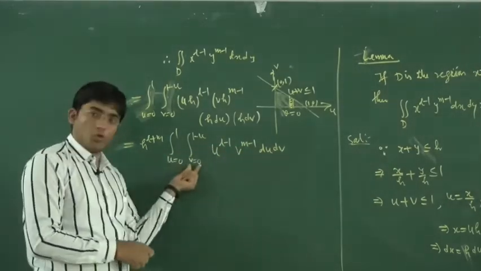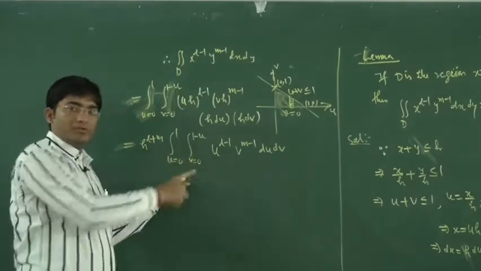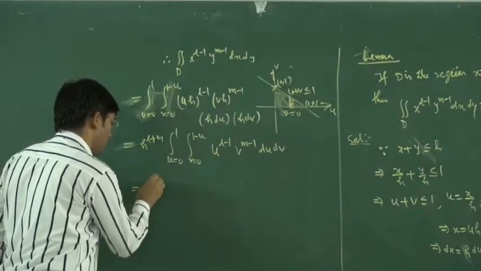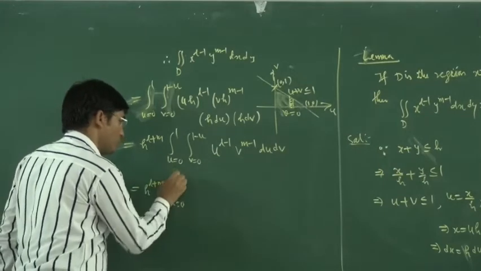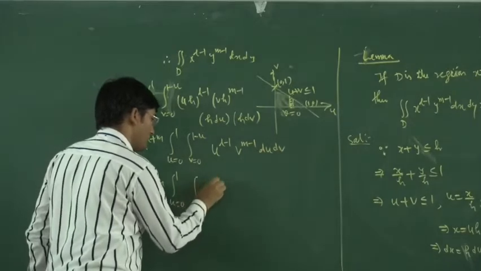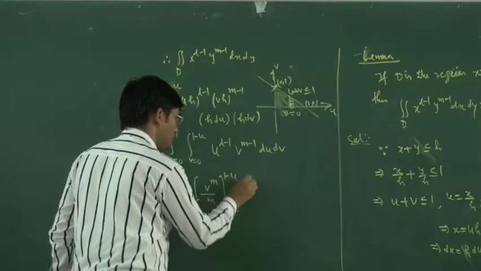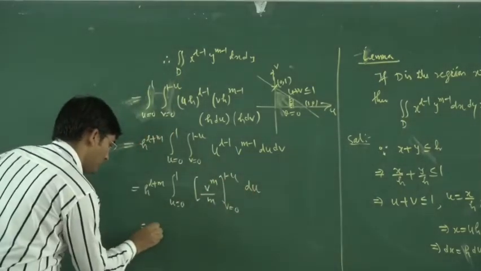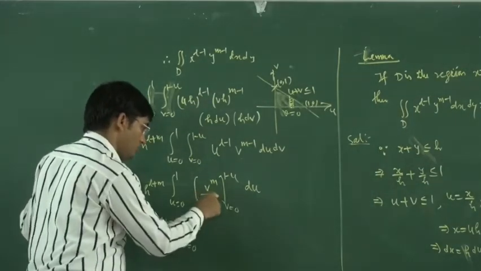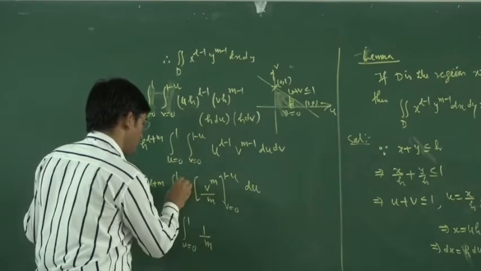Now this is your limit of v. So let us integrate first with respect to v. Here we have the limit of v in terms of u, that means the limits of v are variable. So first integrate with respect to v. So this will be h power l plus m, then u from 0 to 1. And now the integration of v power m minus 1 with respect to v will be v power m upon m, and the limits will be from v equal to 0 to 1 minus u, into du. So we have h power l plus m, then u from 0 to 1, and here we have u power l minus 1.